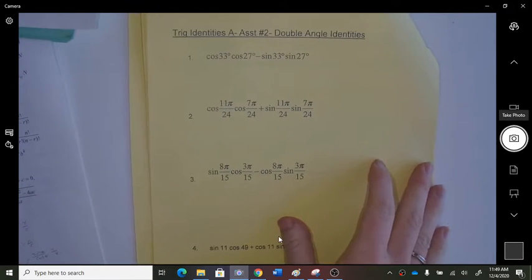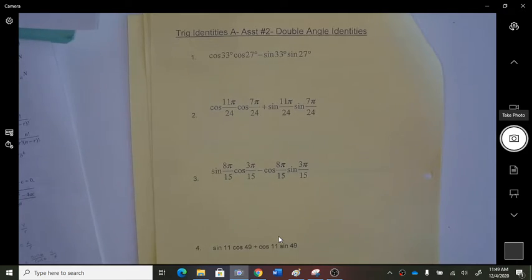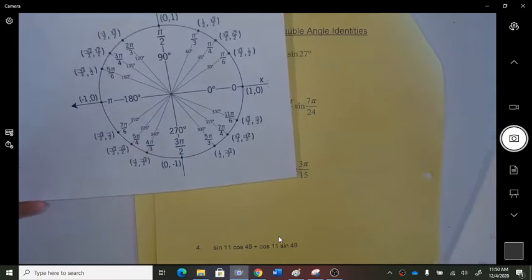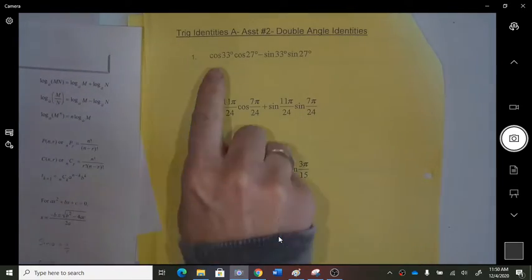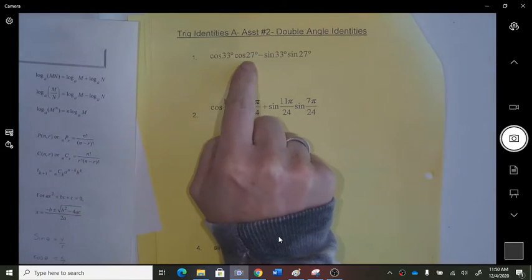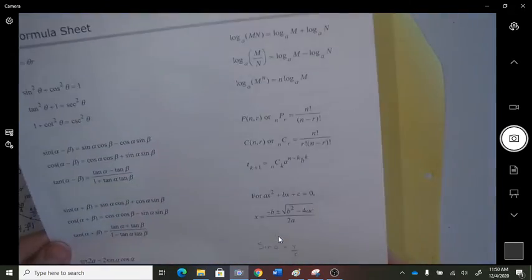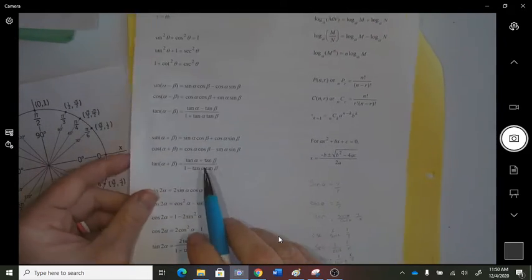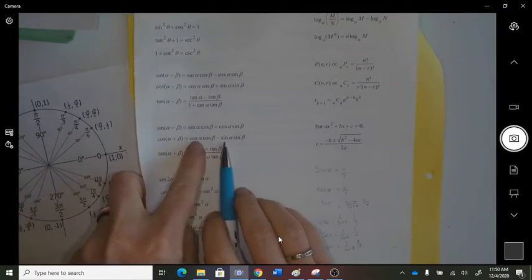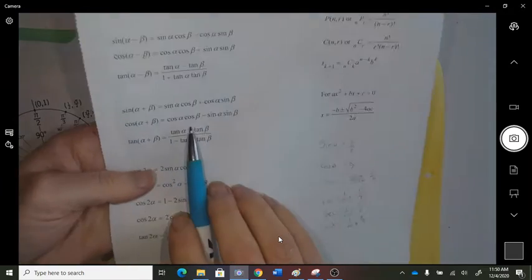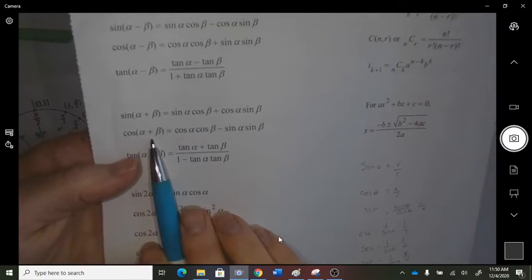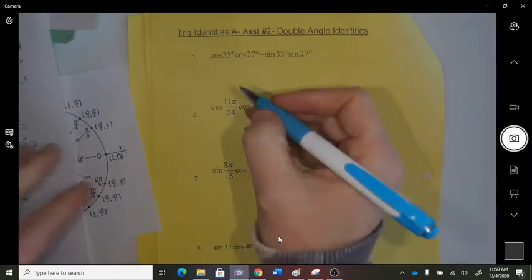Okay, I'm going to go through assignment number 2. So you need to have your formula sheet handy and your unit circle. Okay, so cos of this, cos minus sine. So you have to look at your formula sheet and what do you recognize? So cos minus sine would be connected to this formula. So that would be cos of the addition.